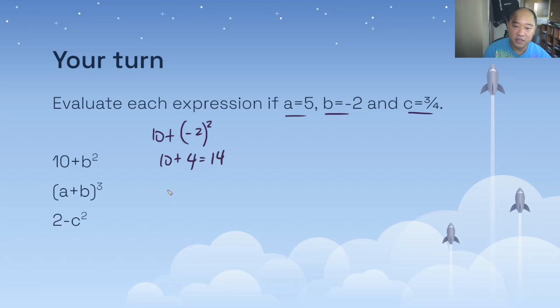A plus b. This is inside of parentheses, so that's going to be done first. So a is 5, and b is -2. So that's 3. 3 to the third is 27. And then 2 minus c squared.